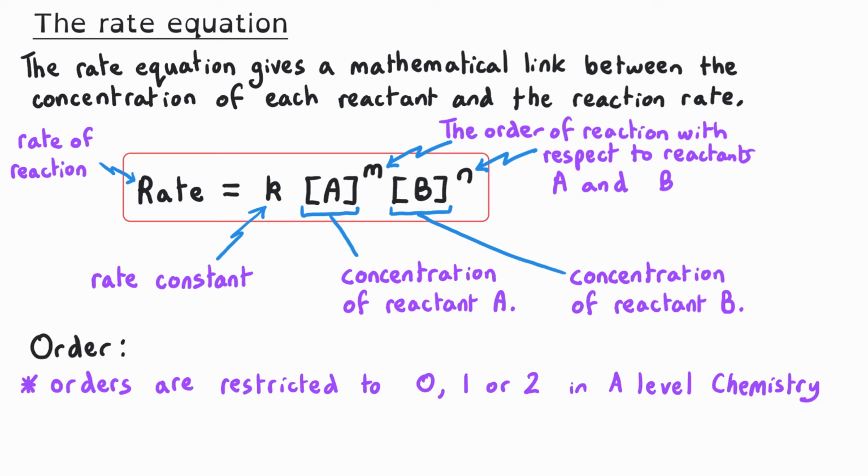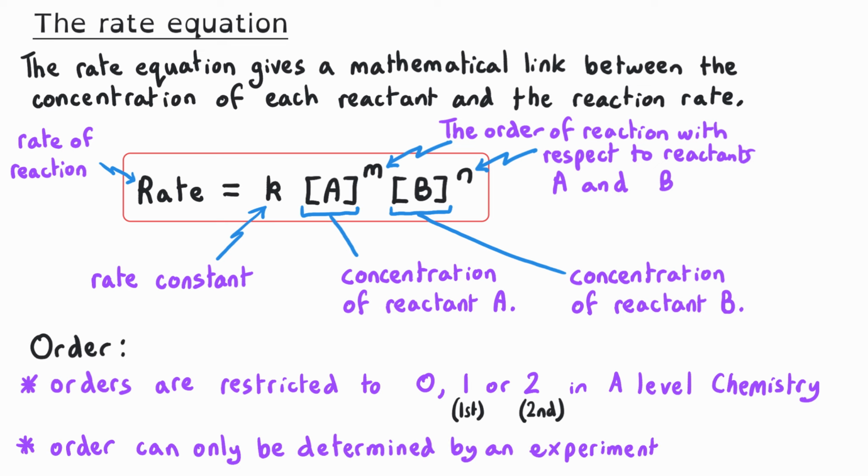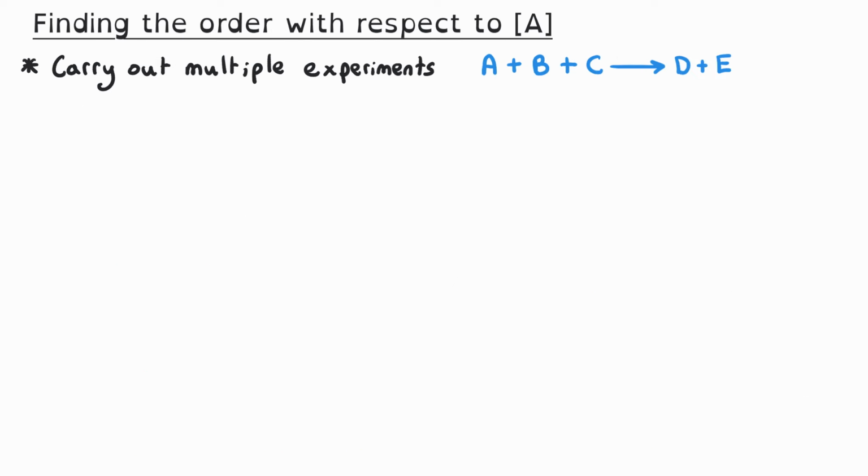For A-level chemistry, the orders are restricted to 0, 1 or 2, or we might say 0, first order or second order. And it's really important to note that the order can only be determined by an experiment and not by simply looking at the chemical equation. If you wanted to determine the order with respect to a particular reactant, for instance, reactant A, you would need to do a series of experiments.